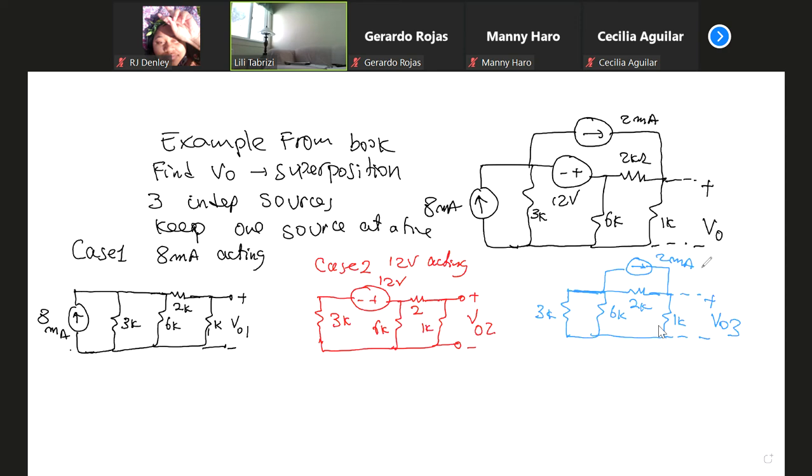Now you have 3 circuit analysis problems. You have to find VO1, VO2, VO3 with superposition. But the only advantage is that for each case, you only have 1 source left, so you can use voltage division and current division.